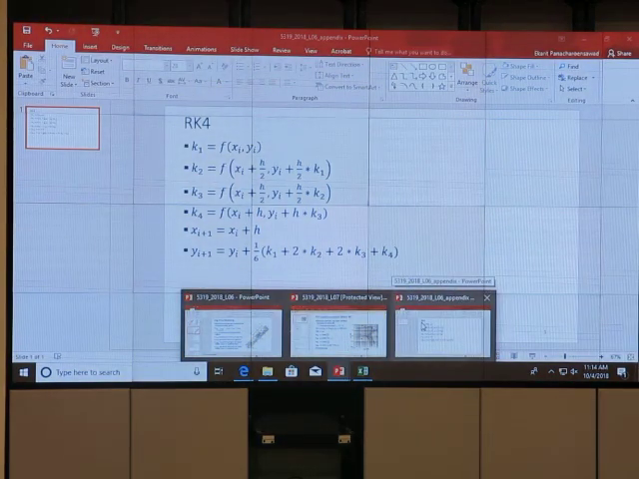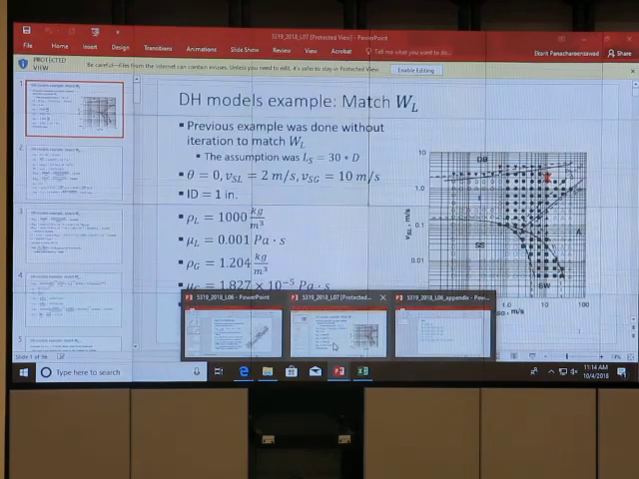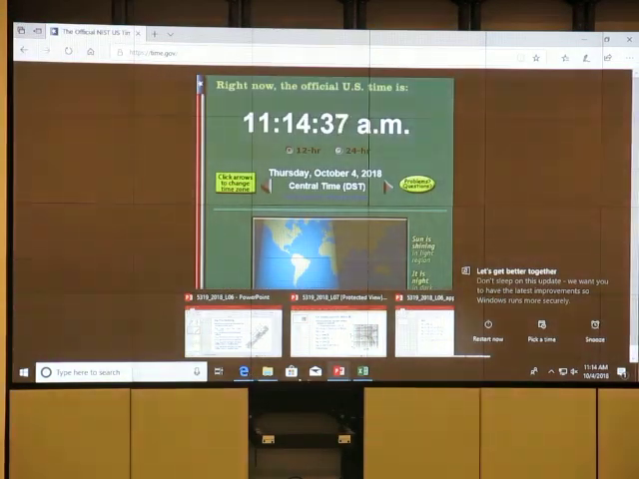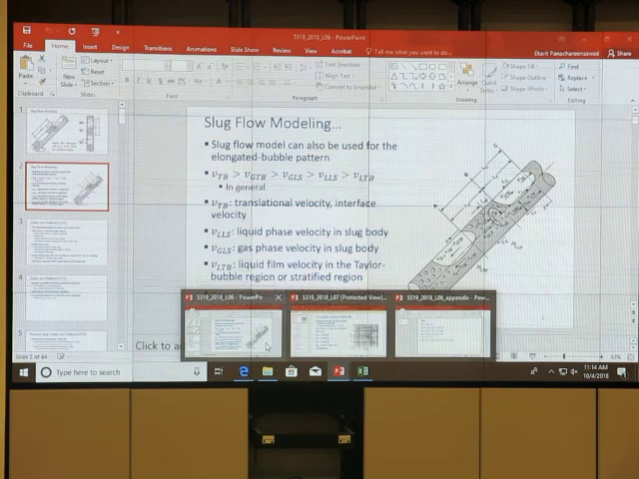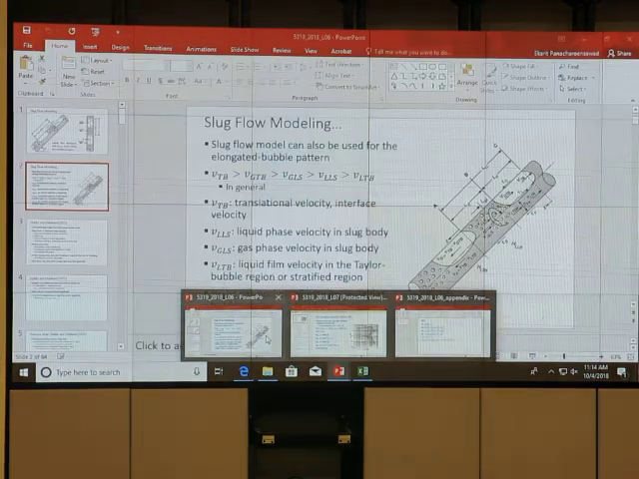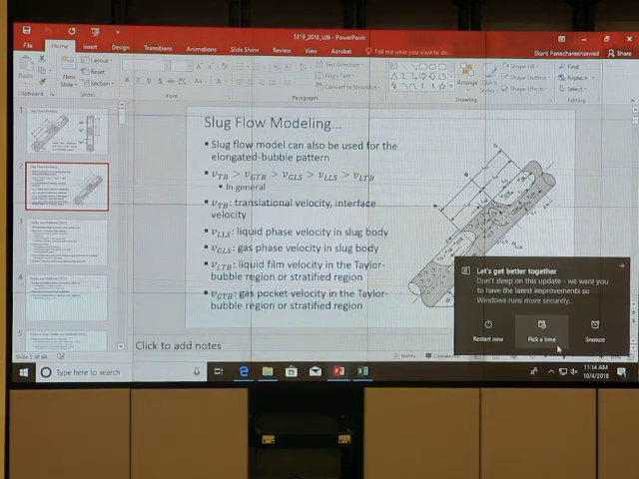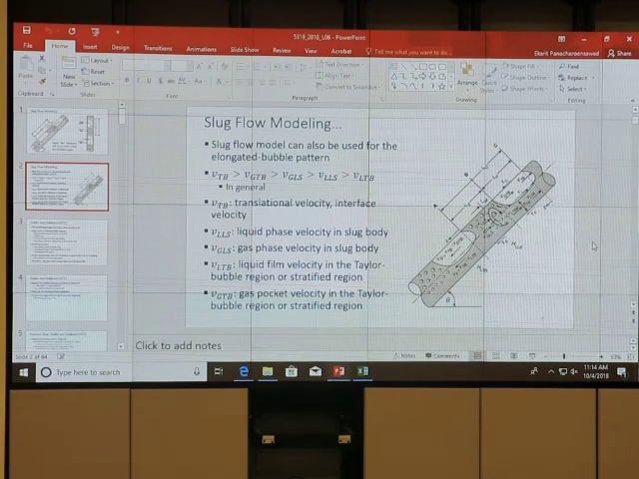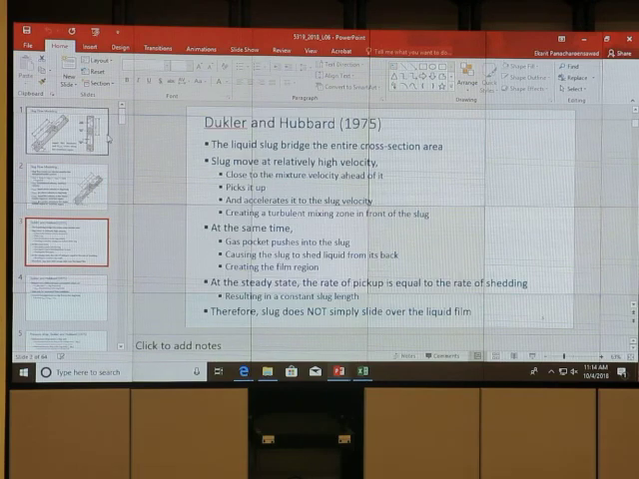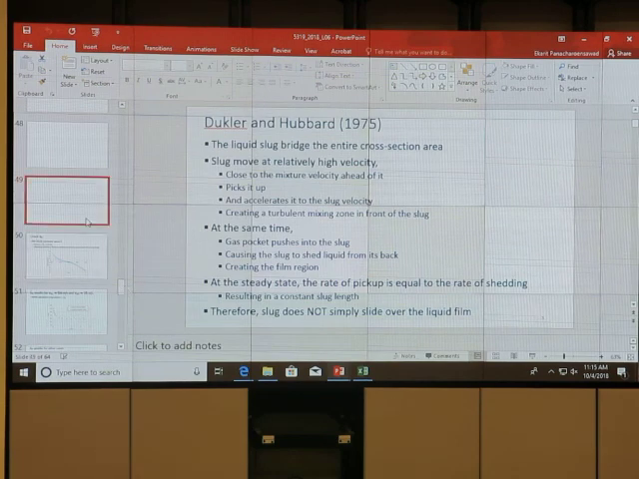I tried to do RK4 and maybe did something wrong, but okay, we'll get back to that. Last time we talked about the Dukler-Hubbard model, right? And now we're going to finish the Dukler-Hubbard model. Hopefully we finish it. And let's talk a little bit about closure relationships.